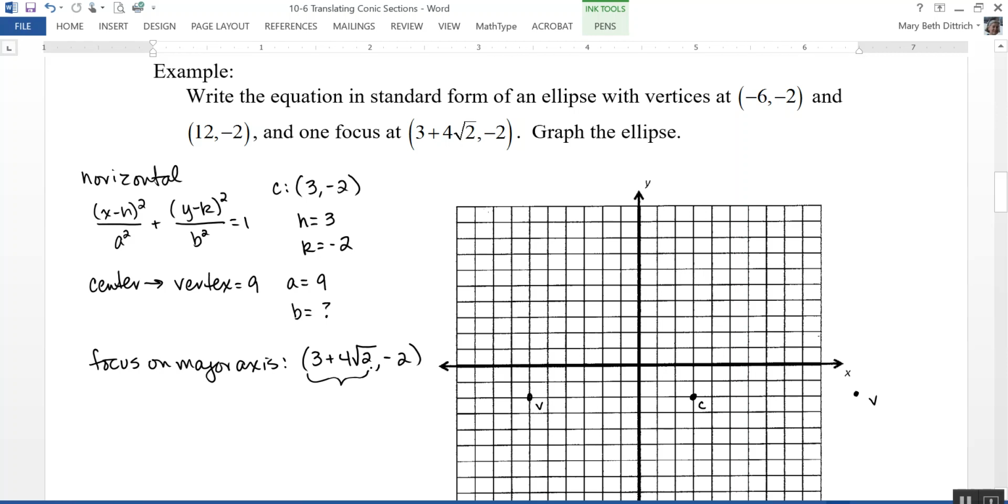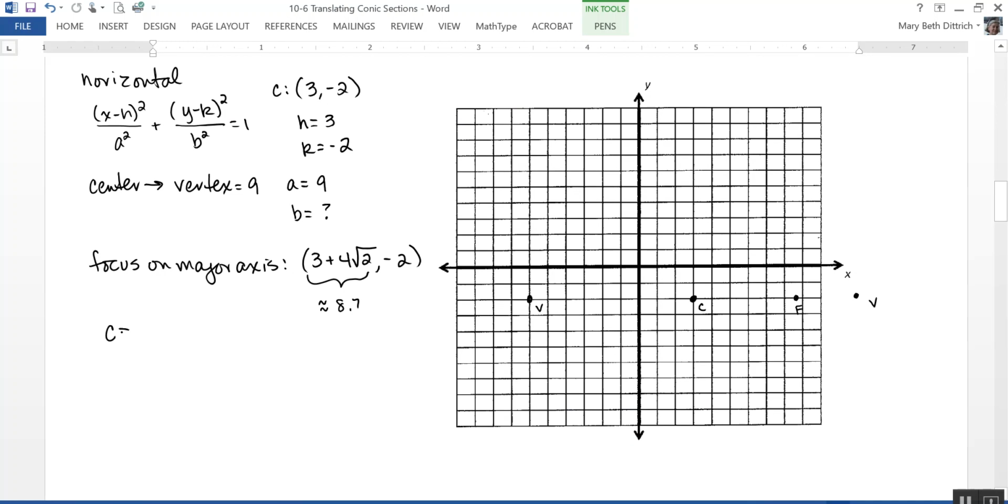This value right here, I plugged it into my calculator, and that's approximately equal to 8.7. So I'm going to have a focus out here at about 8.7. I'll have one focus there, and then I'll have my other focus on the other side. So that distance there is going to be my c. From my center to my focus, that distance is c. And since my x-coordinate here is 3, and I added 4 square root of 2, that means my c is going to be equal to 4 square root of 2.